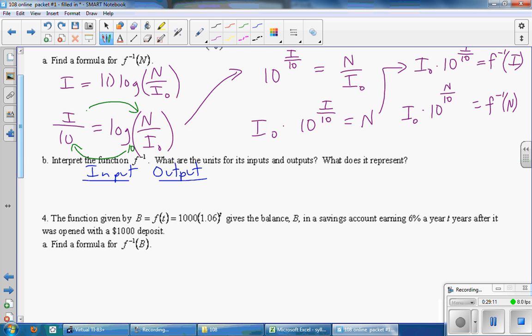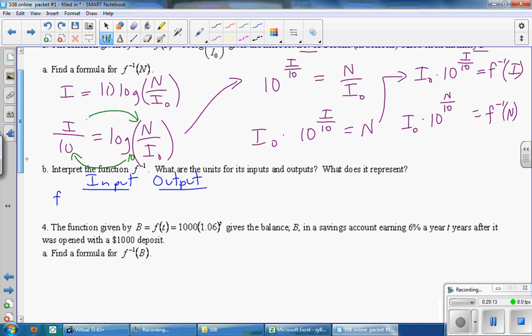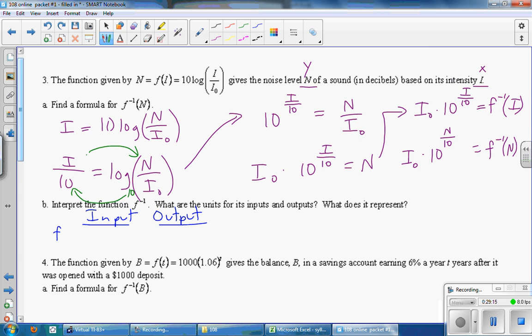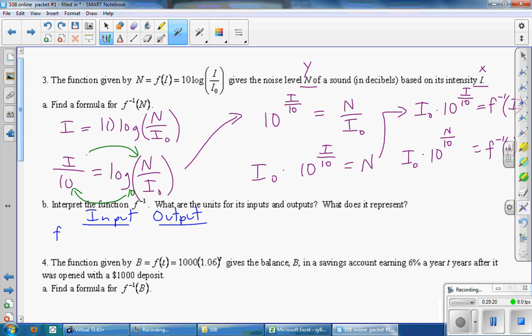So the original function is f in this case, and what does it do? Let's see, it gives the noise level. So I'm now reading up here. This original function gives the noise level based on intensity. So it takes in the intensity and it outputs noise level. So let's write that. The original function, the input is the intensity and the output is the noise level.